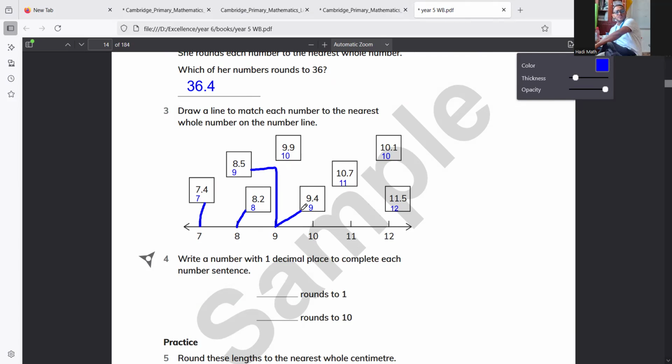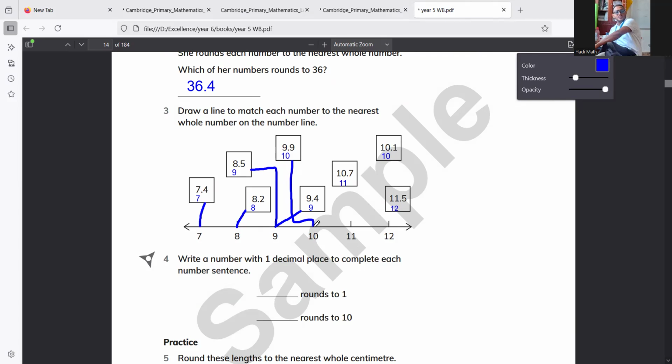With a 9. Then you have 10. This one is 10 and this one here is 10. So you go and join those to the 10. So you draw, join them here. This one with a 10. It will be here. And this also to the 10.